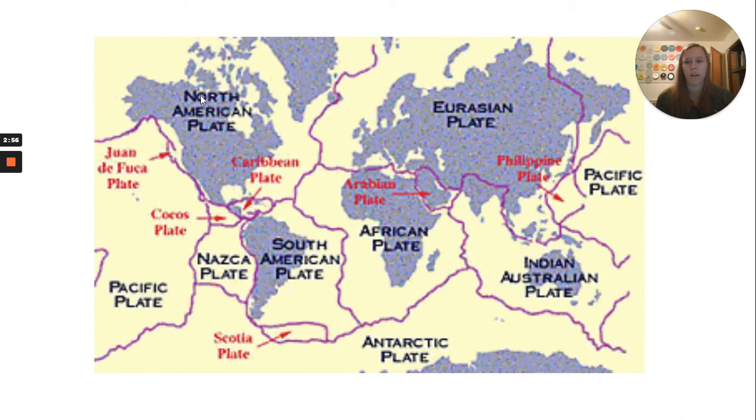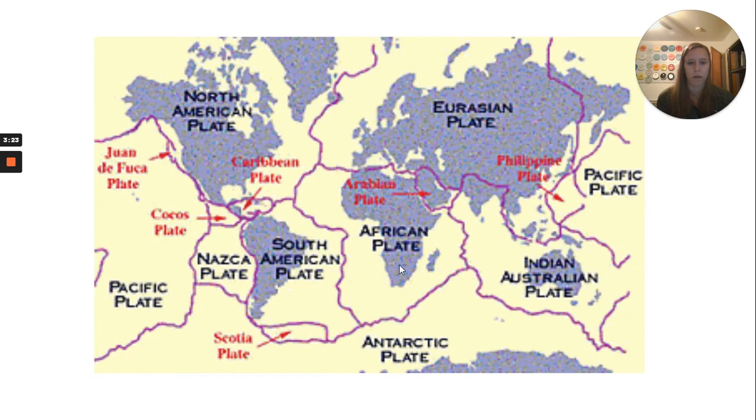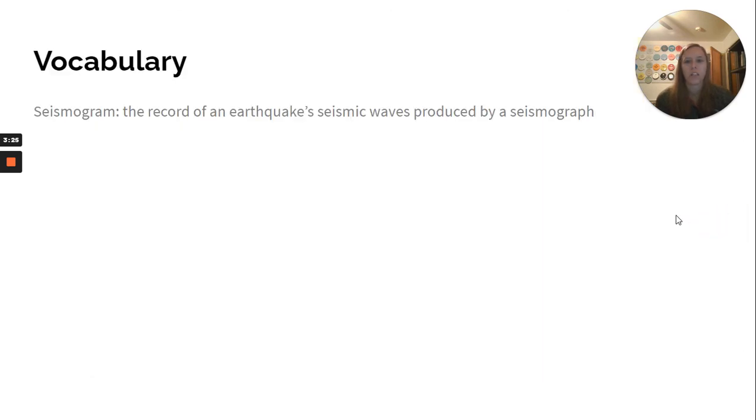So we talked about the North American plate. So here's the U.S. So the North American plate along the Pacific plate right here. Okay, and then we talked about the African, Arabian, Eurasian plates, and then the Eurasian, Indian, Indo-Australian or Indian-Australian. And the Pacific plate also is over here. And then you can see the Philippine, Caribbean, Cocos, Scotia, Juan de Fuca, all those smaller plates, okay? So one vocab word, seismogram, is the record of an earthquake's seismic waves produced by a seismograph.